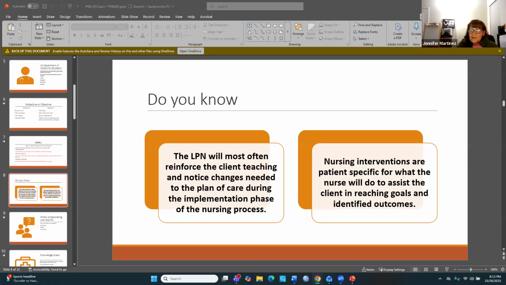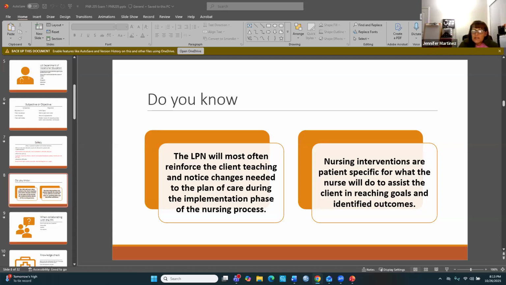All right, so again, this goes back to teaching. The LPN will most often reinforce client teaching and notice changes needed to the plan of care during the implementation phase of the nursing process, right? So you're going in and doing your interventions, following up and reinforcing the education. That is when you are most likely to notice any changes that may need to be made. And then you can go back to the RN, collaborate and develop new interventions, and look at those goals.